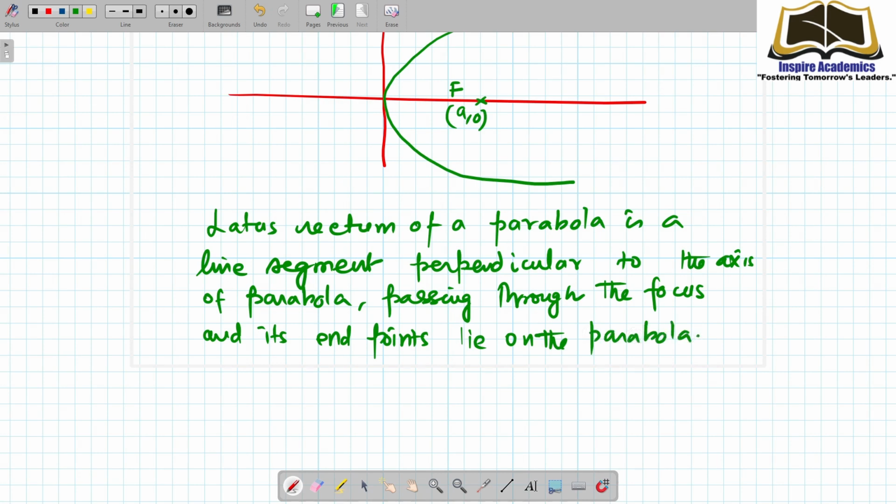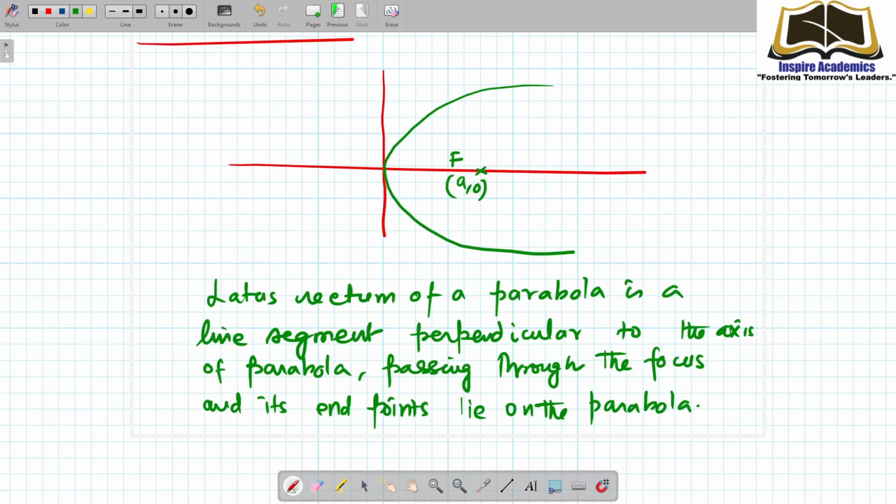Let's understand what we have written. First, there is a perpendicular line from the focal point, and its ends we can say one end is A and the other end is B. So the line segment AB passing through the focal point F is actually the latus rectum.